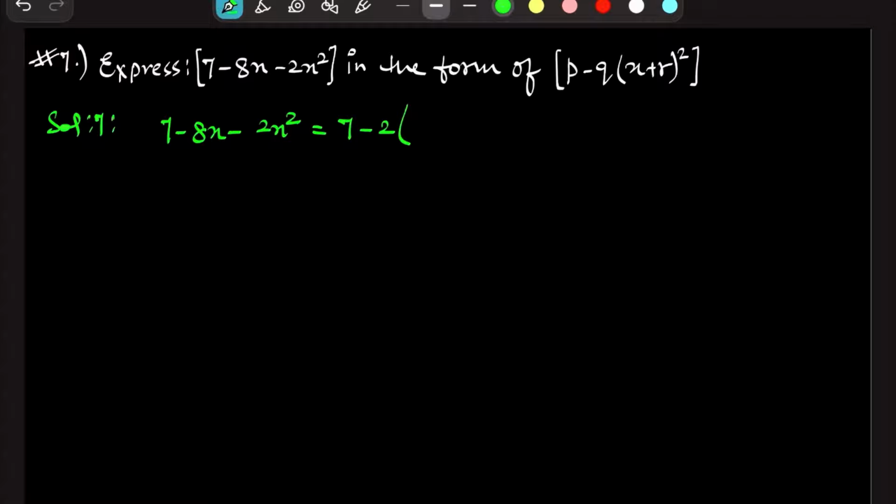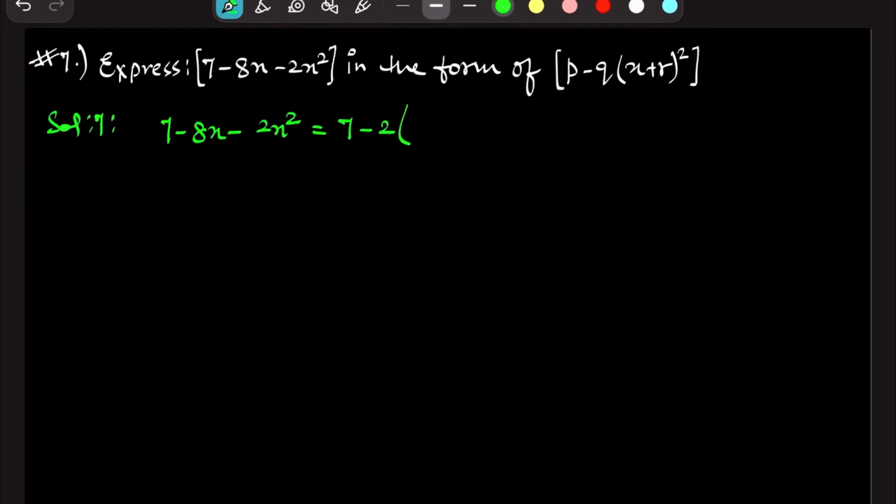Why have I taken out minus 2 common? Because I wanted to make the coefficient of x square as 1. This is your first fundamental step in the whole square concept. If you will not make the coefficient of x square as 1, you will not be able to make the whole square of a given quadratic function.